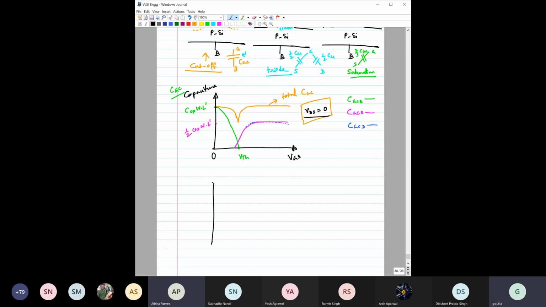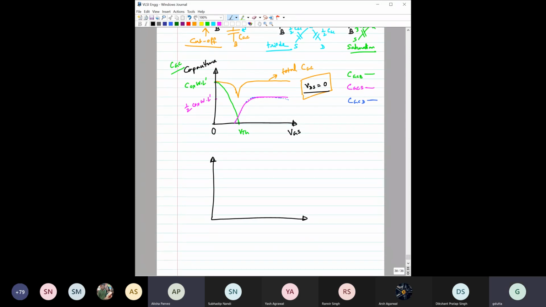Now let us consider VDS not equal to 0, right? So we want to plot it like this. This is a generalized plot, and I think you can understand why I am plotting this one. I am plotting VGS, VDS by VGS minus VTH. Can you please tell me why I am plotting this? What does this x-axis signify?